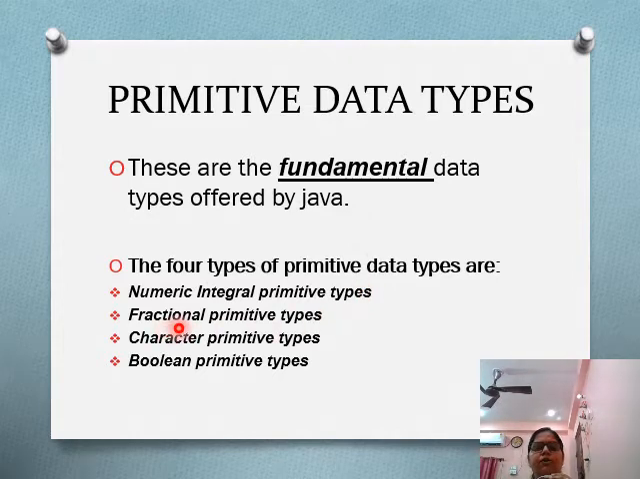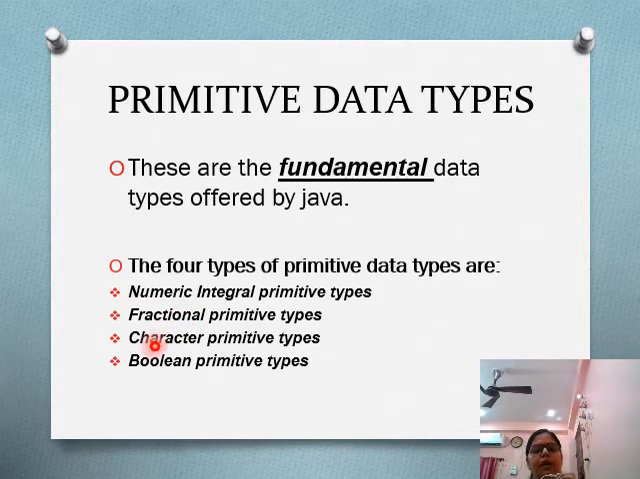Second is your fractional primitive types. In fractional primitive types, we come to float and double. In float, the decimal number comes when we use this data type. When we use fractional decimals, we use this type of data type. We also use double when we have very long numbers or we are unsure whether the decimal will come or not.